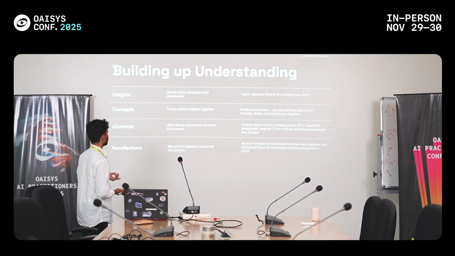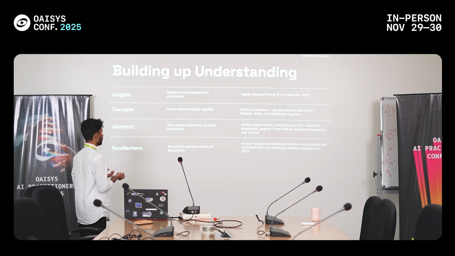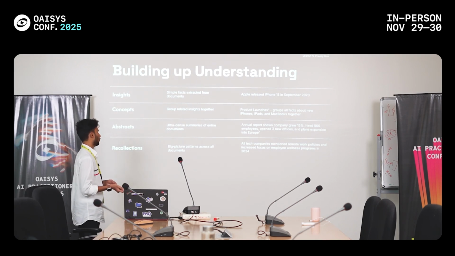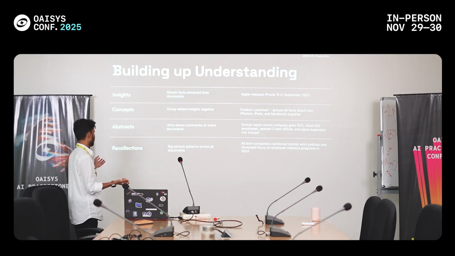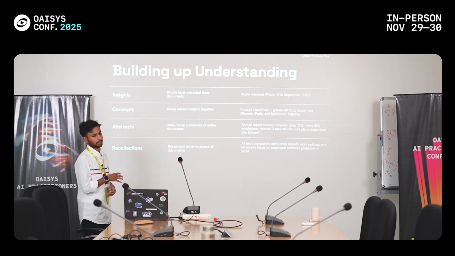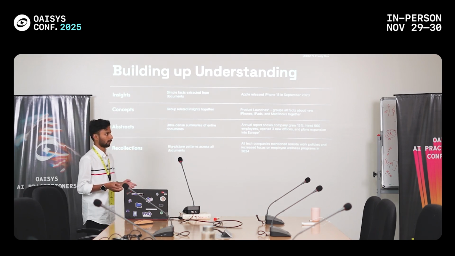So basically, just to summarize it up, insights are your simple facts that are extracted from the documents. Concepts are where you group related insights together, like you put all the papers and notes you have into a certain folder. Then abstracts are basically ultra dense summaries of that entire document. So I have a computer science document. I'll put a note on my folder that this is a computer science folder. So this is what an abstract is. You identify the folder based on the sticker or name, whatever you put on it. And then recollection is where you are looking at your entire documents, entire folders, and identifying which one to pick to get the answer.